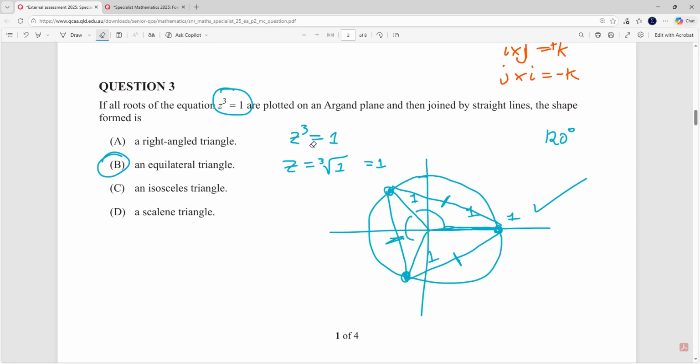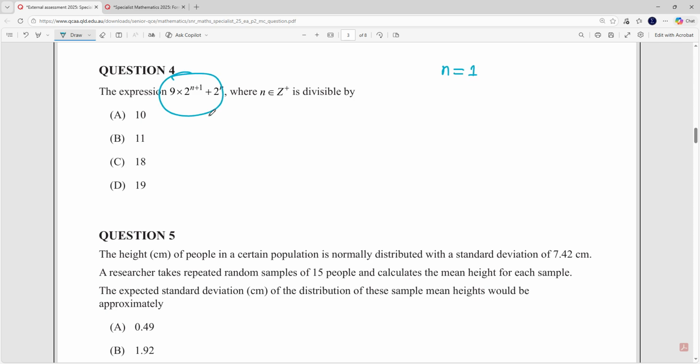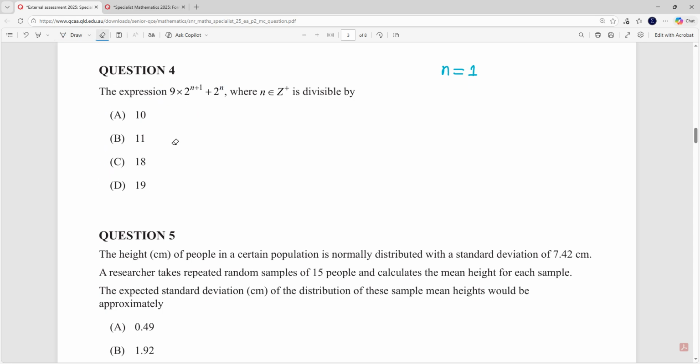Alright, let's take a look at the next one. Question 4. The expression 9 times 2 to the power of n plus 1, plus 2 to the power of n, where n is a positive integer, is divisible by... What would you do in a situation like this? First of all, you would just chuck n equals 1 into this expression, and see if any of these options, if you divide it, gives you a whole number.